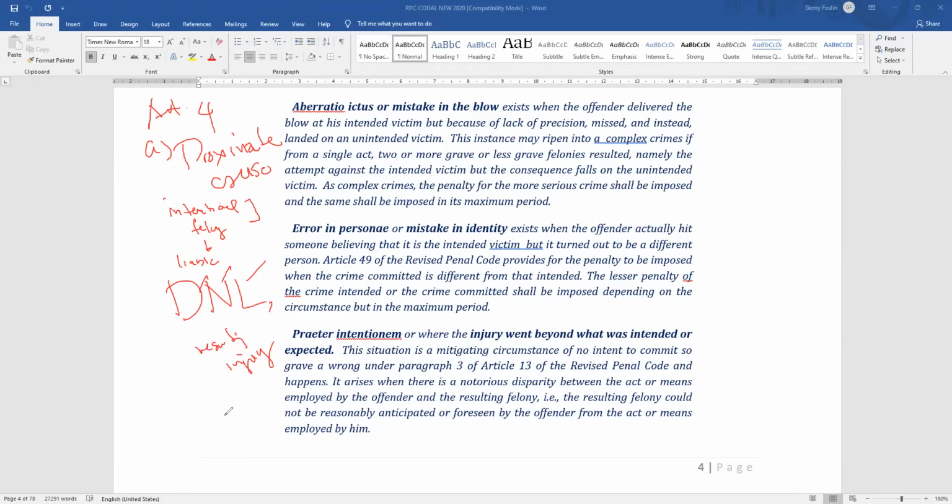So, halimbawa, robber 1, robber 2, nag-declare ng hold up sa passenger jeep. Okay? Natakot si X, tumalon, patay. Prosecuted for the death of X, R1 and R2 said that they're not liable because they did not kill X. They have no intention to kill X.